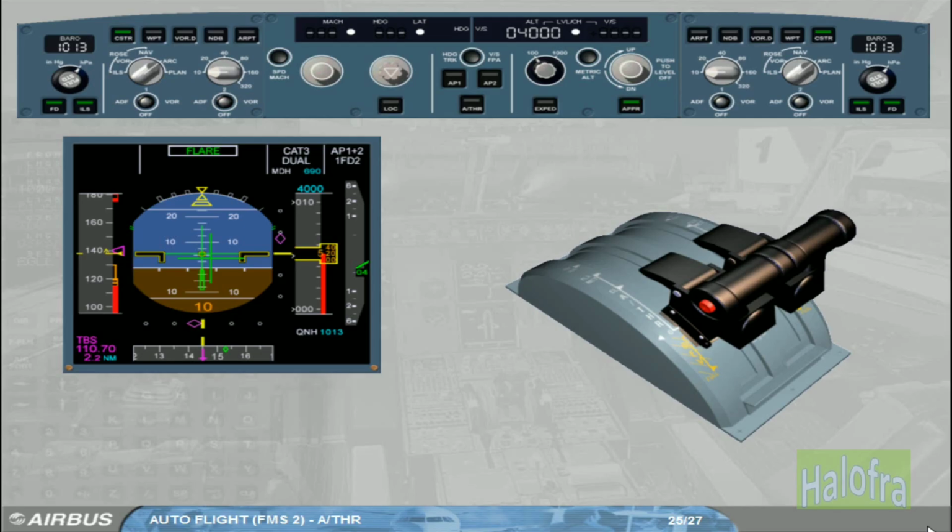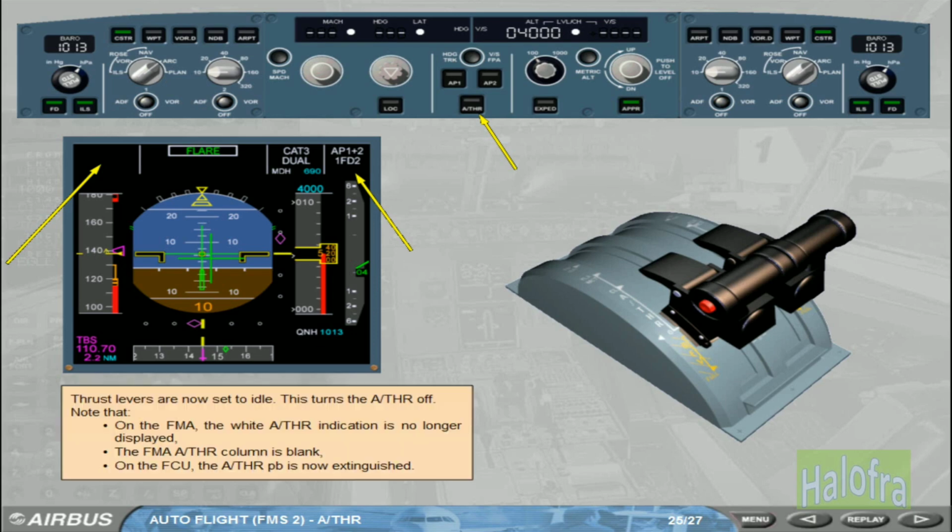Click on the thrust levers. Thrust levers are now set to idle. This turns the autothrust off. Note that on the FMA, the white autothrust indication is no longer displayed. The FMA autothrust column is blank. On the FCU, the autothrust push button is now extinguished.